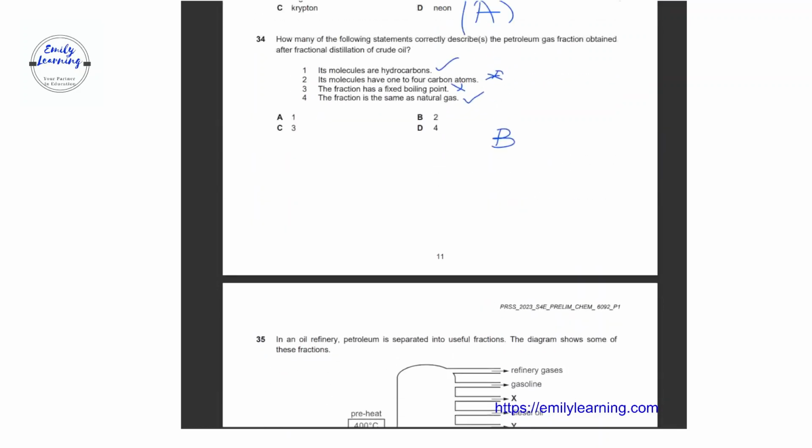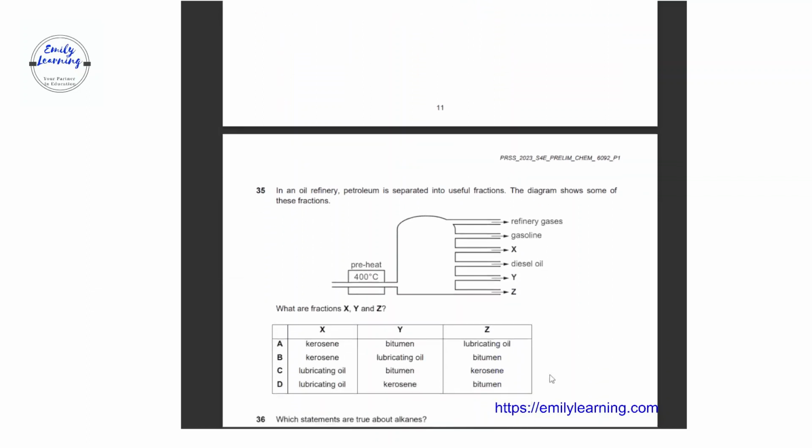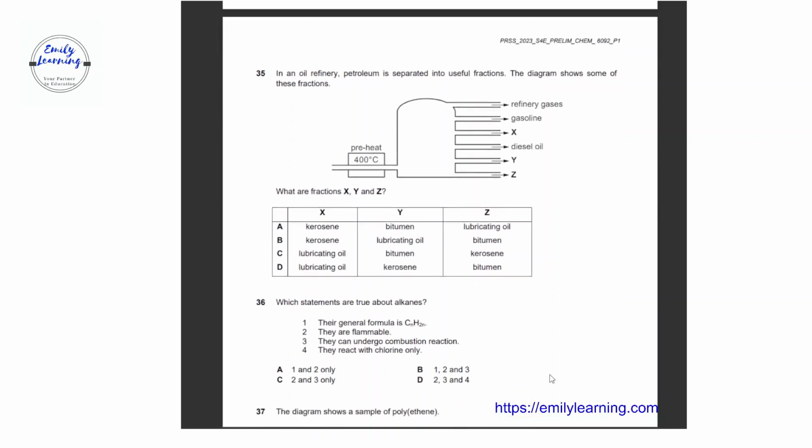So this is the petroleum gas fraction, or your refinery gas, or your natural gas fraction. In an oil refinery, petroleum is separated into useful fractions. The diagram shows some of these fractions. What are fractions X, Y, and Z? This is basically memory work. So Z, the lowest one, is bitumen. Then this layer here after diesel oil is lubricating oil.